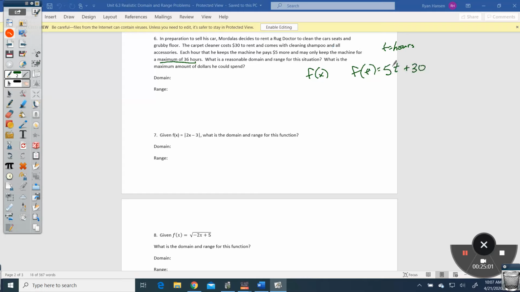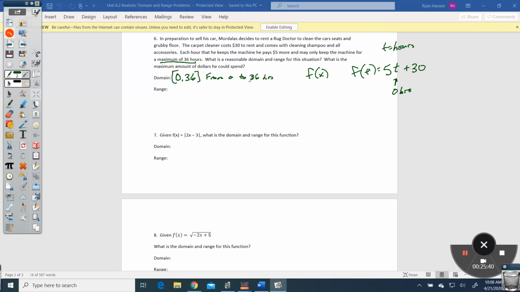Okay, so the domain, well, he could have 0 hours on the machine. He could take the machine out of the store and not use it at all. He could just take it, let it sit at home, and the machine would have 0 hours on it, but he would still pay $30 because he took the machine out. So the domain is he could have it from 0 hours, but it says he has a maximum of 36 hours. So the maximum amount of hours he could have is 36. So he could have anywhere from 0 to 36 hours. From 0 to 36 hours.